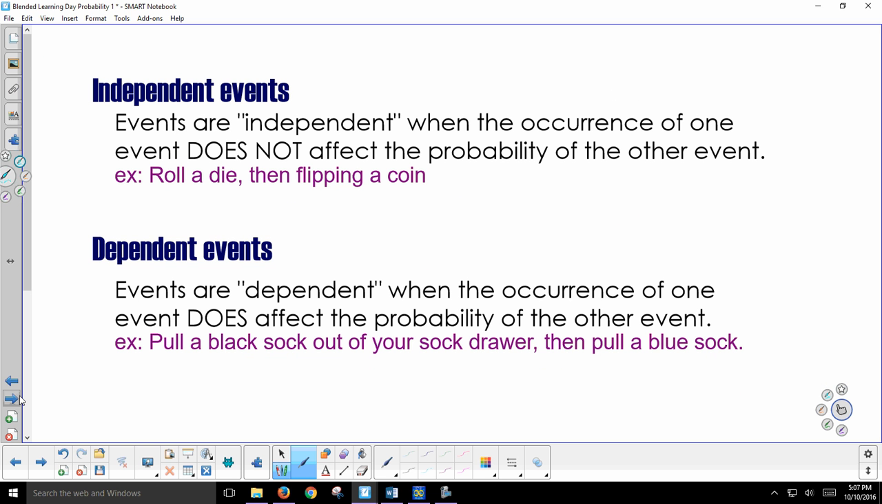Now, the next thing that we're going to talk about is independent and dependent events. Events are independent when the occurrence of one event does not affect the probability of the other event. So you roll a die and then you flip a coin. Those would be independent events. Those two things do not affect one another. Whereas a dependent event is where the occurrence of one does affect the probability of the other event.